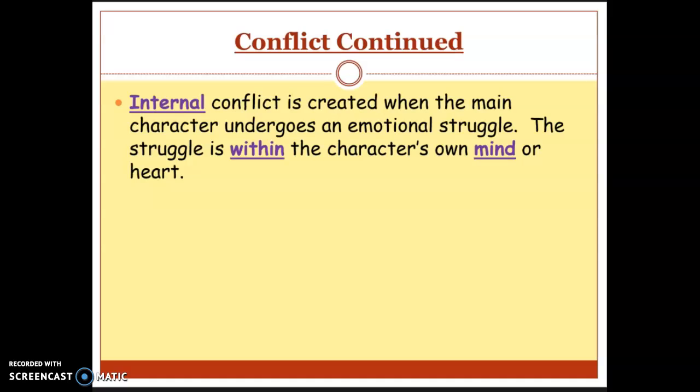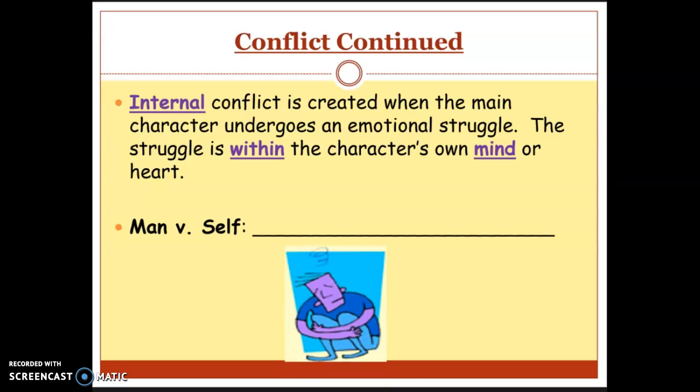Maybe it's about a friendship. Maybe it's about a job. Maybe it's about whether to be brave in a situation or to retreat. Anything like that. We call that man versus self or character versus self. And here's my little image to show you that this guy's kind of depressed, not knowing what to do.